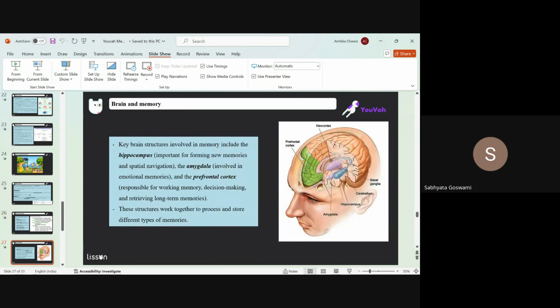Right. So, just touching upon the main brain areas involved in memory: the hippocampus, which is important for forming new memories and spatial navigation. It is the most important area for any sort of memory formation. The next one is the amygdala, which is involved in emotional memories, and the prefrontal cortex, which is responsible for working memory, decision making, and retrieving long term memories. All these structures work together to process and store memories.